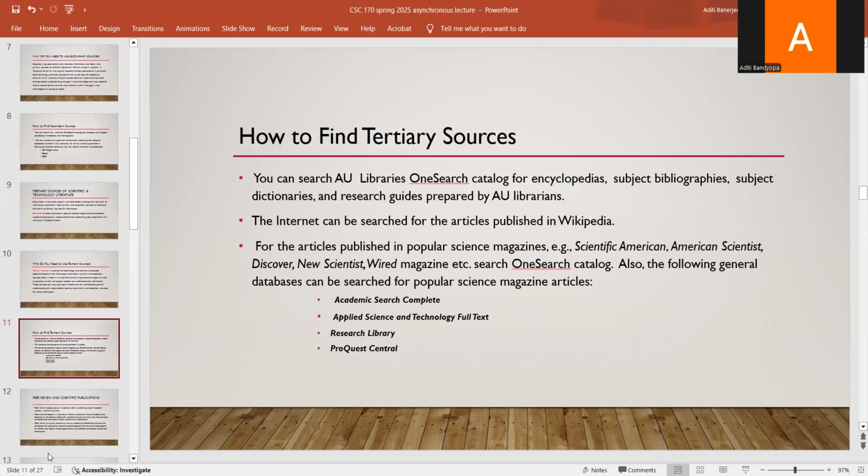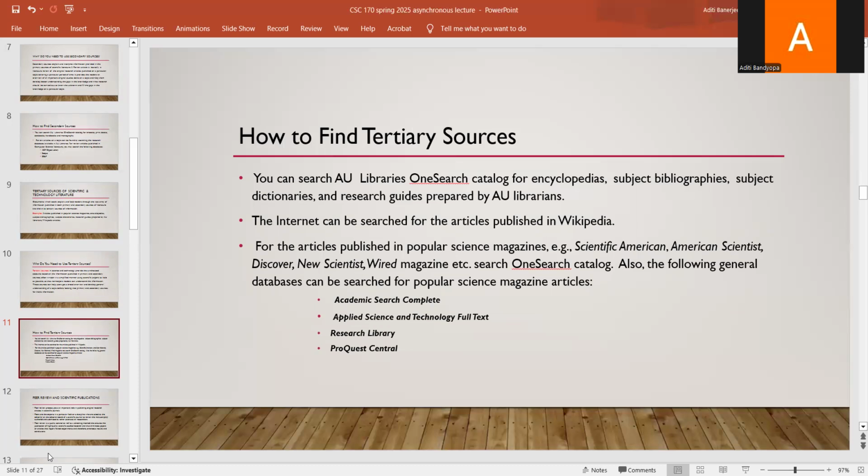How to find tertiary sources? You can search Adelphi University Libraries One Search Catalog for subject encyclopedias, general encyclopedias, subject bibliographies, subject dictionaries, and research guides prepared by Adelphi University librarians. You can search the internet for the articles published in Wikipedia.